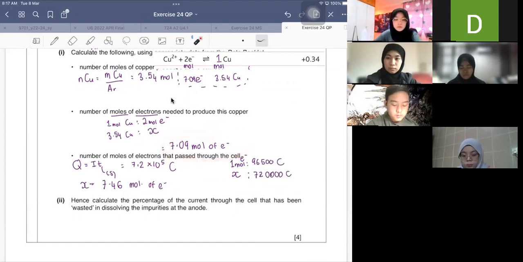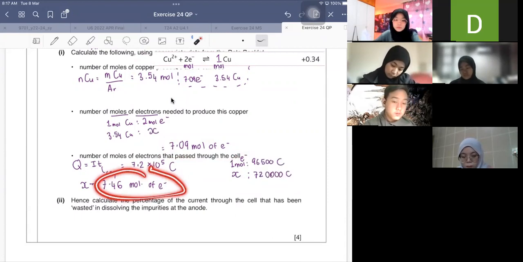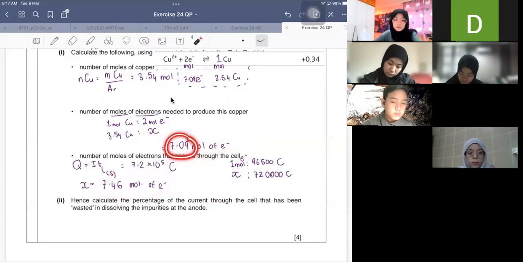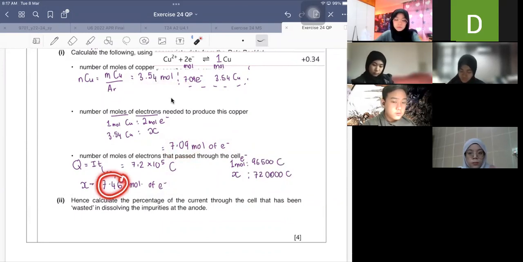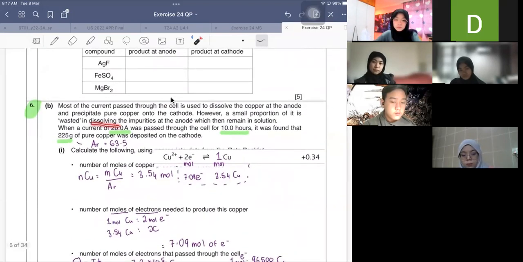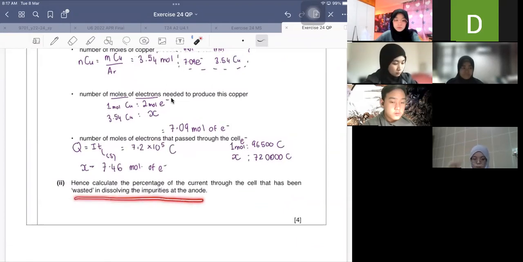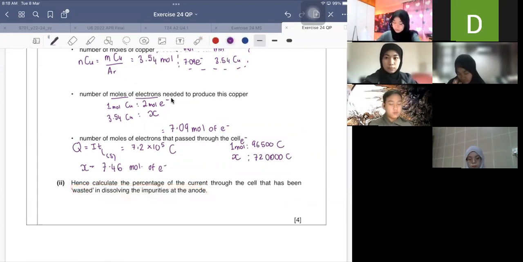However, in our setup, the electricity actually gave us 7.46 moles of electrons. So you can see that we did not use all the amount of electricity that was provided to us in our electrolysis setup. Can you see the difference? 7.09 is being used for our reaction to produce this amount of copper, but actually we are provided with 7.46 moles. So that difference in value is used to dissolve the impurities at the anode. Okay, so we want to find the percentage that was used in dissolving the impurity. So basically the amount of charge that was not used to produce copper. It was used for something else in that electrolysis setup.